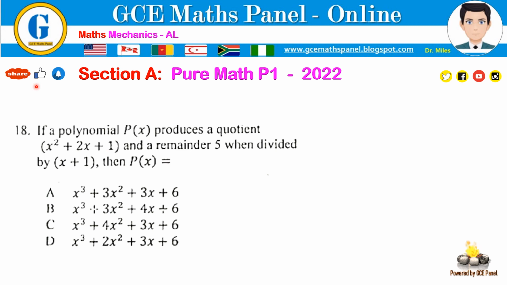Question 18. A polynomial P of x produces a quotient x squared plus 2x plus 1 and a remainder of 5 when divided by x plus 1. P of x is equal to, so they want us to find this polynomial.